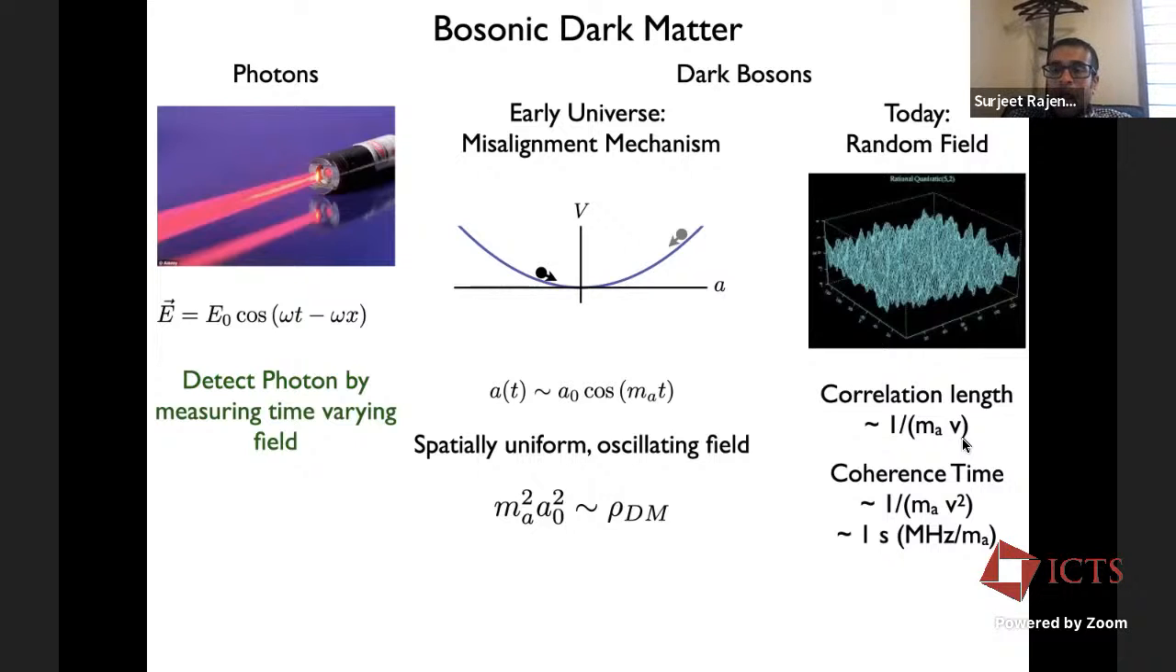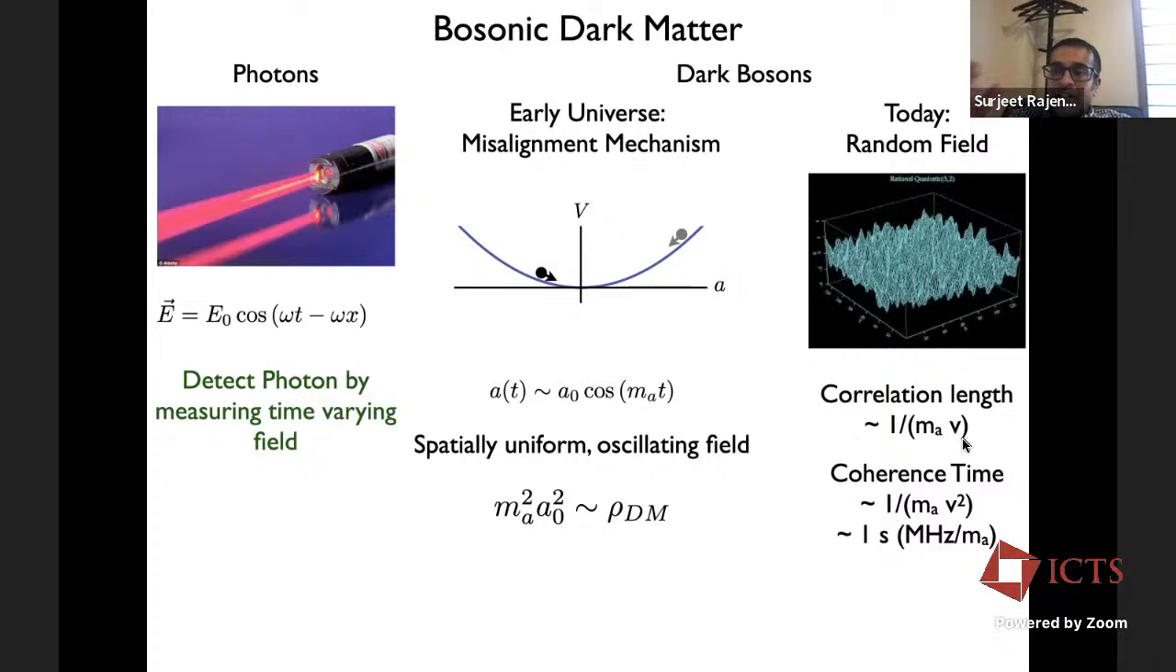Now, for an experiment, I'm interested in measuring the value of this field. And I'm not just interested in the correlation length, I'm interested in the coherence time, which is basically how long I have to sit at a given point in space and keep measuring the value of this field before it changes by order 1. The point there is that you can wait till this correlation length of order 1 over mv passes through you. The relative velocity between you and the dark matter is also order v, and therefore the coherence time is 1 over mv squared.